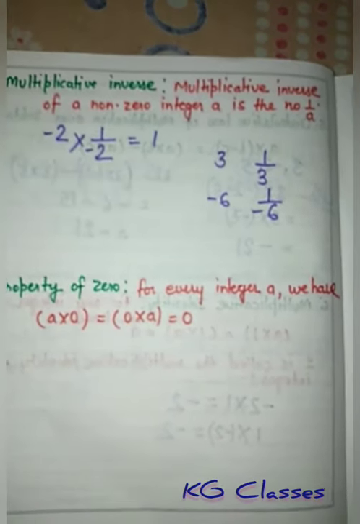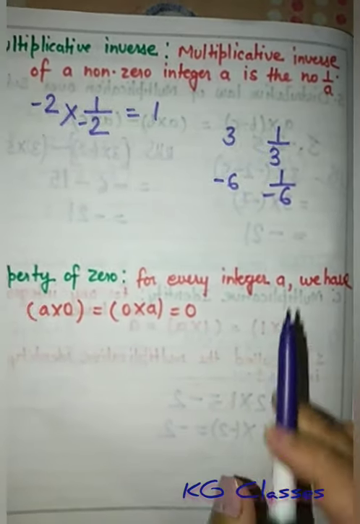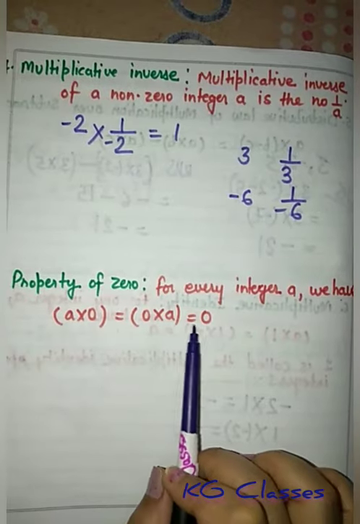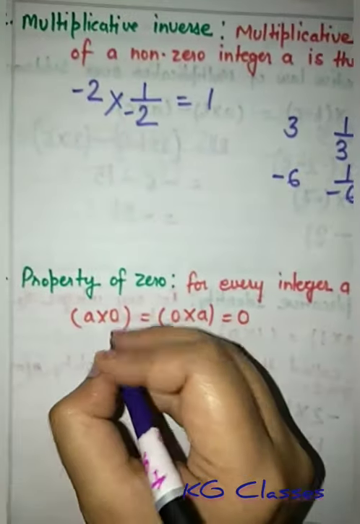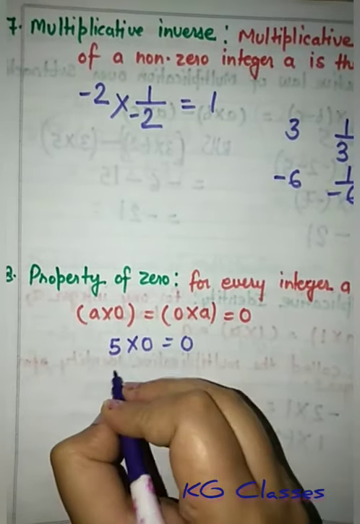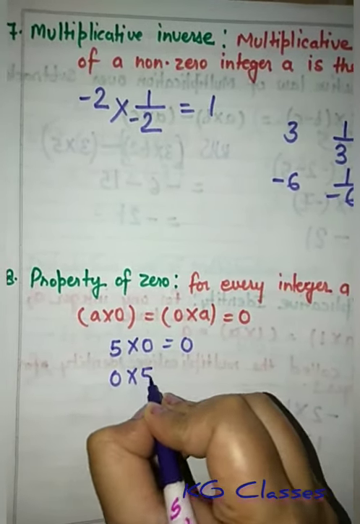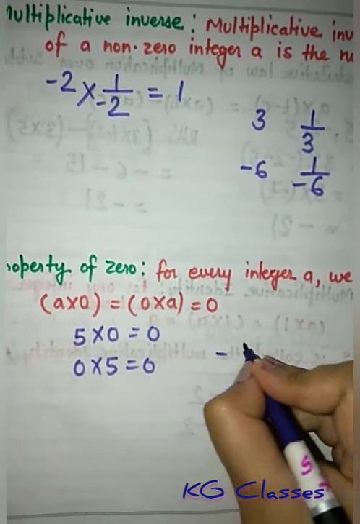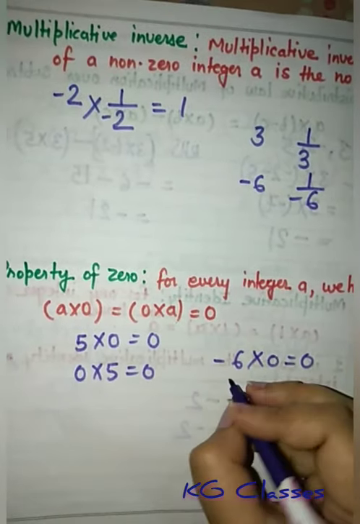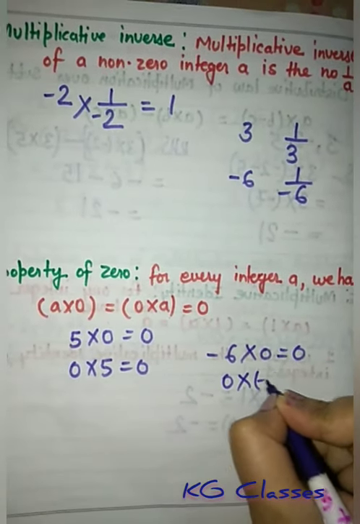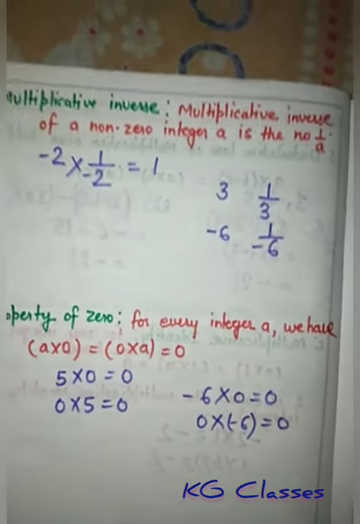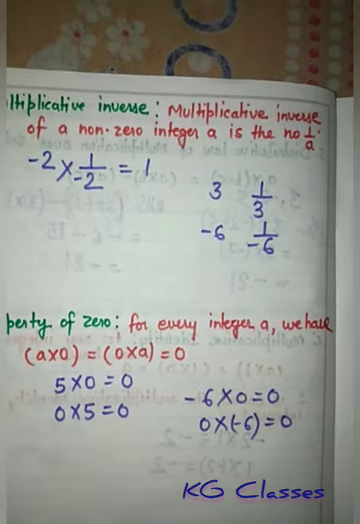Property of 0. For every integer a, we have a multiplied by 0 is equal to 0 multiplied by a. We will get 0 in result. We can do it. 5 multiplied by 0, we will get 0 here. If we multiply 0 by 5, we will get 0. If we multiply 6 by 0, we will also have 0. So 0 multiplied by minus 6, in this situation we will get 0. If we multiply any integer, any number by 0, we will get 0 in result.